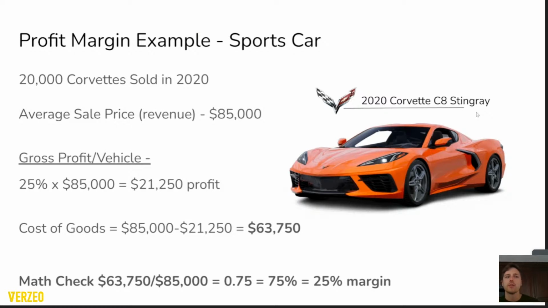So let's do some math really quick. About 20,000 Corvettes were sold in 2020. The average sale price was $85,000, pretty reasonable. If you multiply 25% by 85,000, it looks like Chevrolet was making about $21,000 in profit on these vehicles. The cost of goods is the revenue minus the profit, the cost to produce. The cost of goods is $63,750 to create this car, which is a lot. Just to check the math, divide 63,750 by 85,000, and you get 75% of the value of 85,000. So that means your math checked out. The profit margin is indeed 25%.